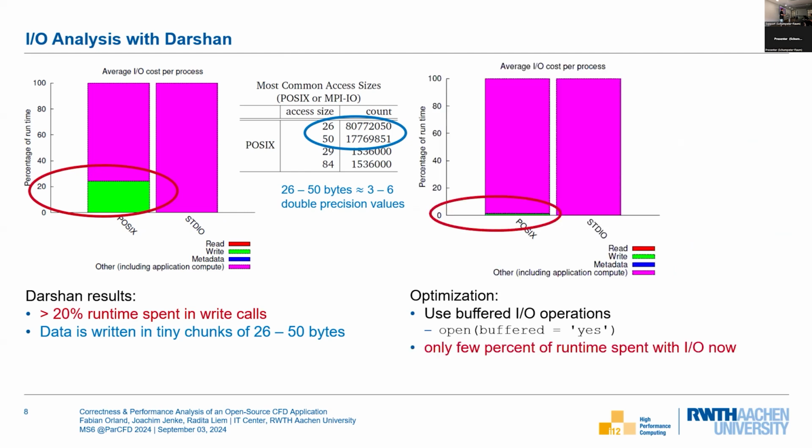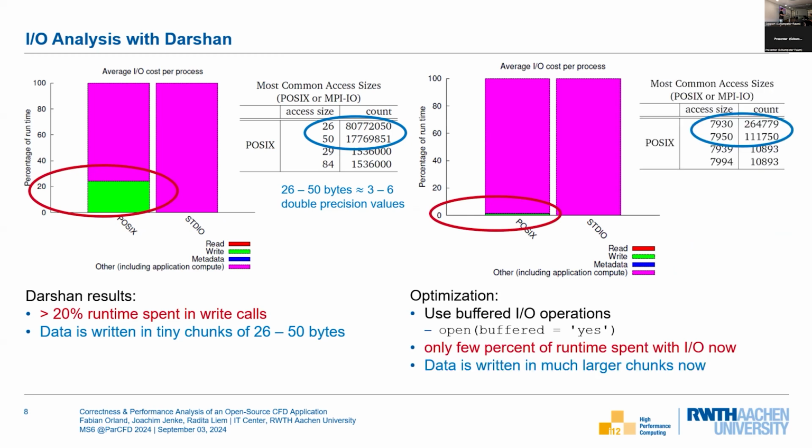And the result was then in the end that now most of the runtime is spent computing, which is what we want. And also Darshan verified that most of the writes now write data chunks of almost 8,000 bytes, which is also good. And in the end, this led to an application speed up of 1.43x for the whole CalculiX application. And this brings us already to the conclusion.